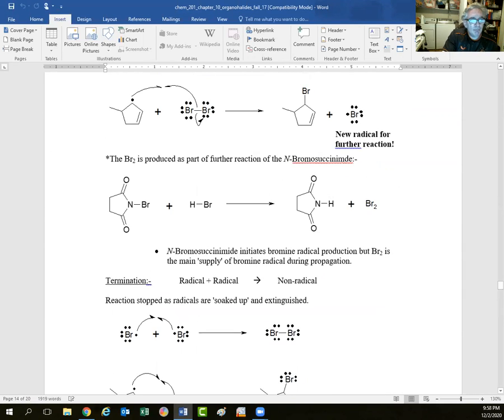Now for the N-bromosuccinimide itself that we had, overall it reacts with some of that hydrogen bromide that was produced, doing a switch between the bromine and the hydrogen. So we do produce some bromine that can be used in the propagation step.